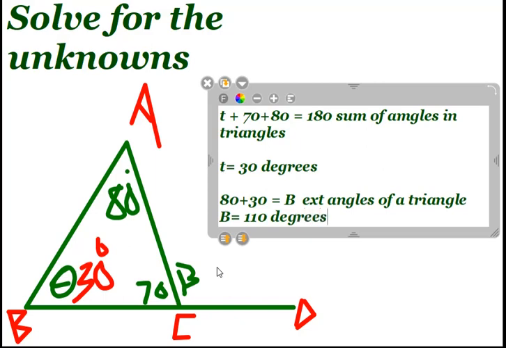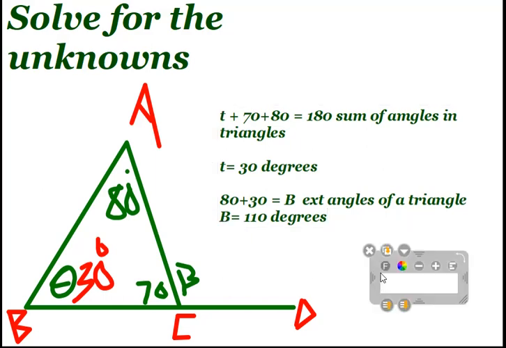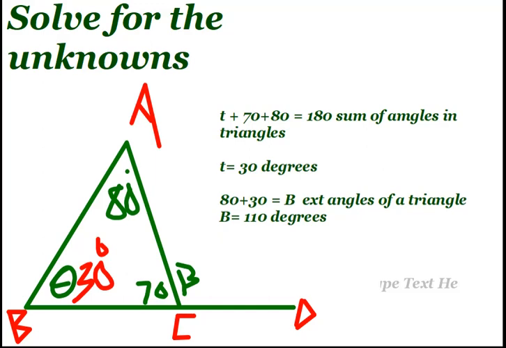And so that's how you do this question. So you first look for the easier part to work out first, and then you work from there. So this would be our answer. Theta is 30 degrees and beta would be 110 degrees. And this makes sense because we've just also introduced angles on a straight line.